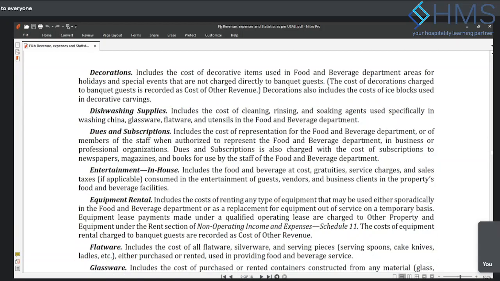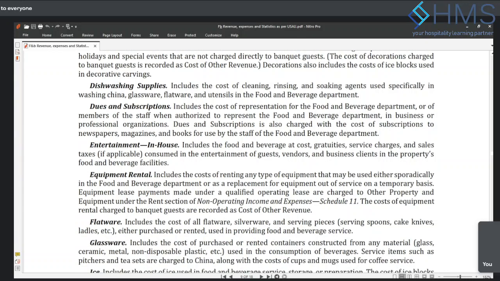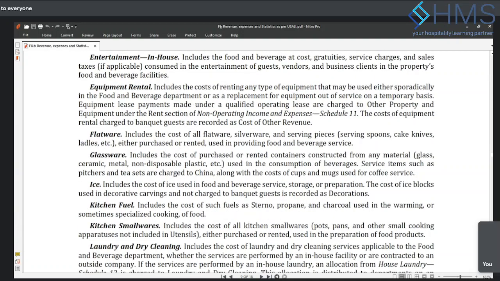So there are flatwares and glasswares, right? Glassware is usually for anything that is consumption for beverages, not the food, the beverages. And flatware is usually the silverware and the serving spoons, serving cake knife, ladles, or whatever. It can be purchased or it can be rented in providing these services.